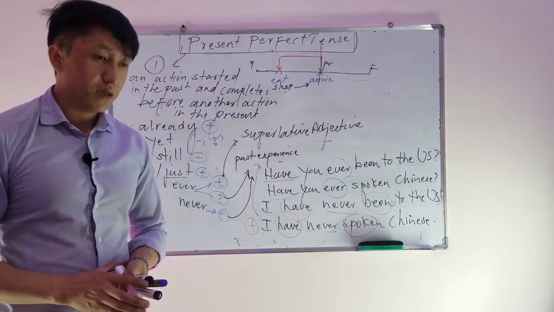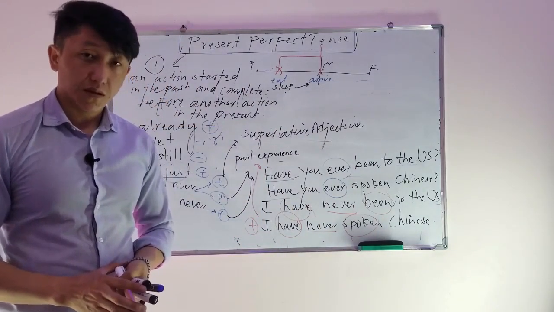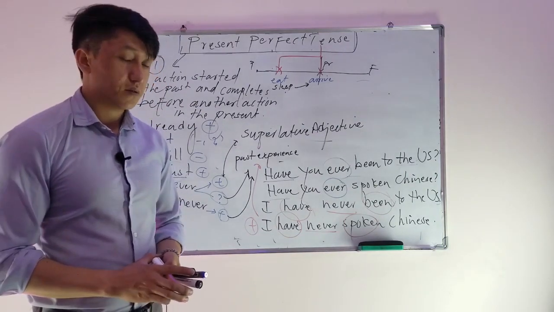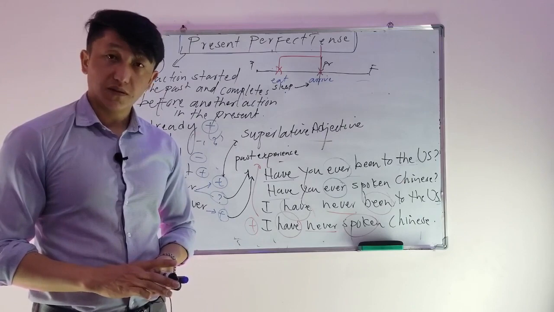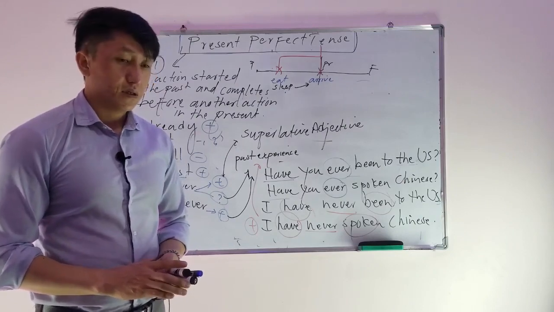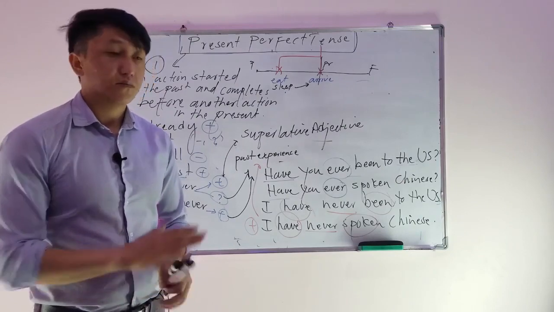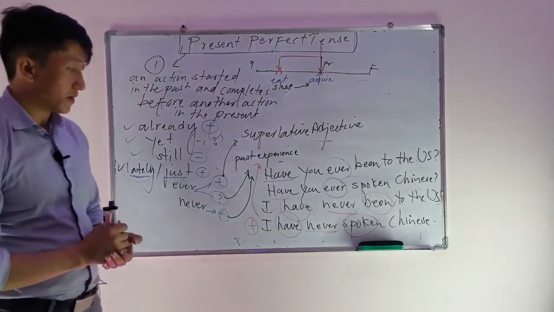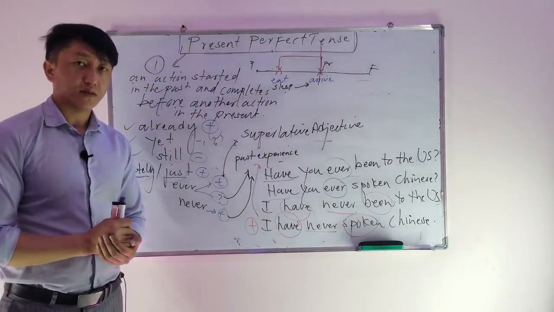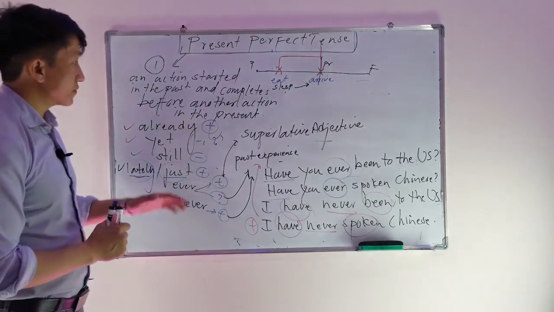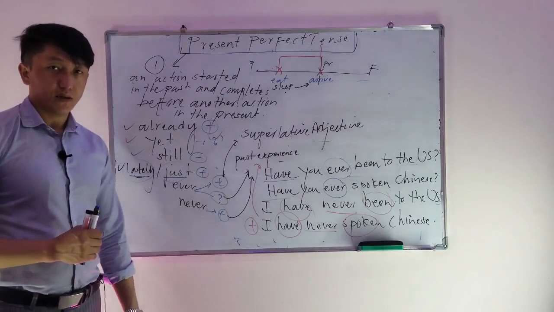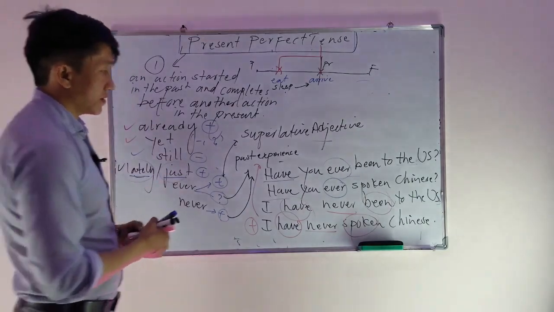I have never taught mathematics. I have never repaired any car. Or I have never been on TV. I have never set up a company. So no experience. When we use never with present perfect, especially with the positive sentence, it talks about past experience. So these are the adverbs that we use in the present perfect to talk about recent actions.